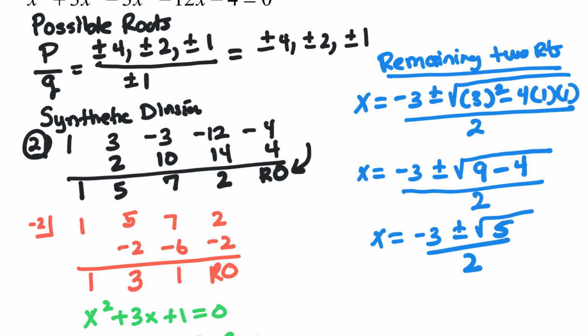And those are the remaining roots. The remaining roots are going to be x equals negative 3 plus or minus the square root of 5 over 2.